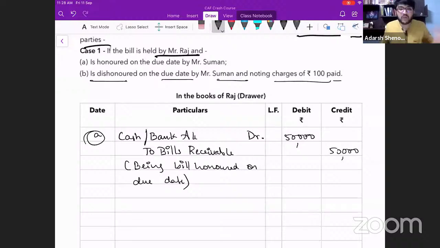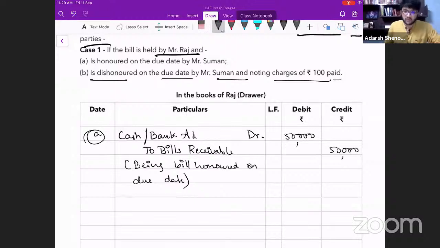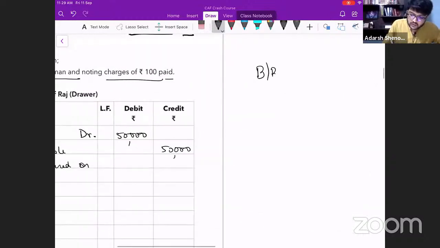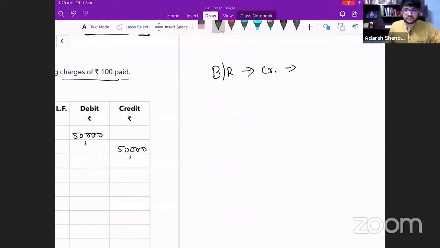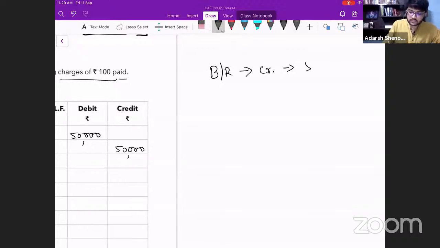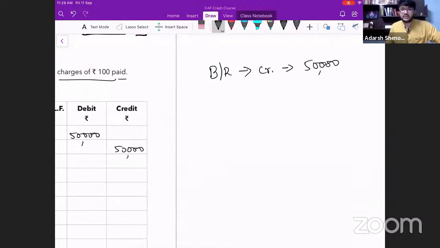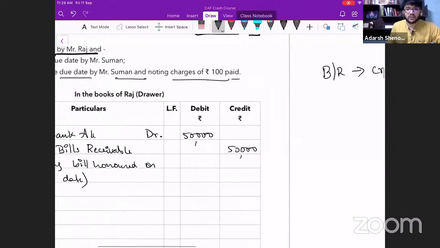So here also the same concept. He honors it or he dishonors it, doesn't matter. The bill receivable, that document becomes useless. So what should you do with the bill receivable account? You have to credit bill receivable. How much should you credit? You can credit only how much you've debited, right? Debited earlier 50,000, the face value of the bill. So 50,000 is to be credited to bills receivable account. Comfortable or not? Yes, comfortable.